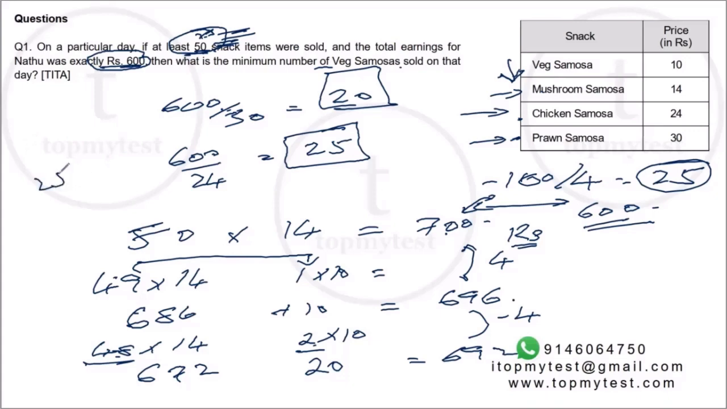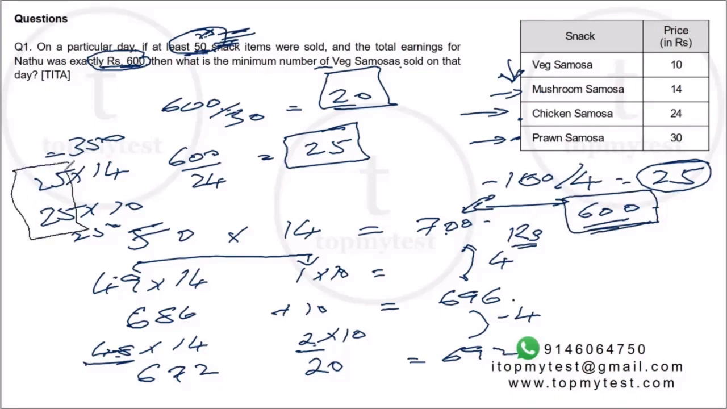So I'll get 25 into 14 from mushroom samosas, 25 into 10 from veg samosas. 25 into 14 is 350, 25 into 10 is 250. Total earnings are 600. Reached, and total items sold is 50. So my question is, what is the minimum number of veg samosas to be sold? 25 samosas at least have to be sold. Pretty straightforward use of optimization.